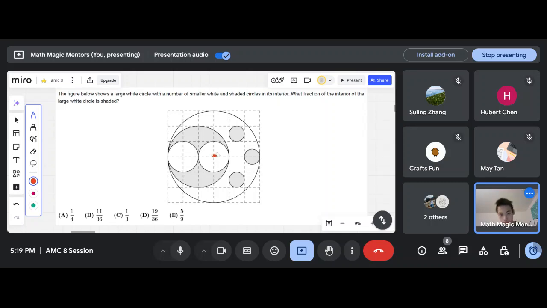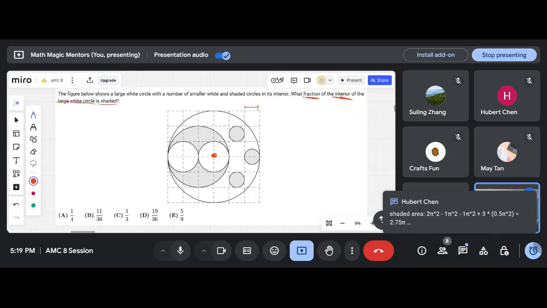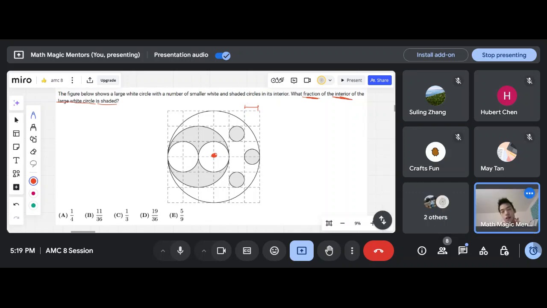So again, let's look at what we actually need to find. What fraction of the interior of the large white circle is shaded? What's the large white circle? Well, it's just the biggest circle you see. Because we're given grid lines, which don't usually pop up that often, that's how you approach it. You want to use the concept of subtracting the small area from the large area.